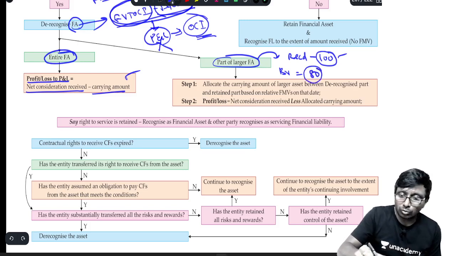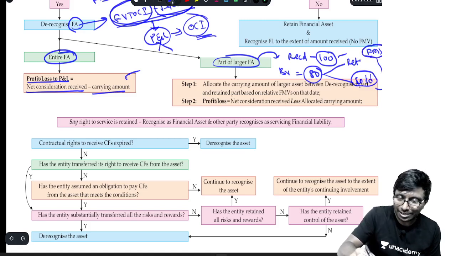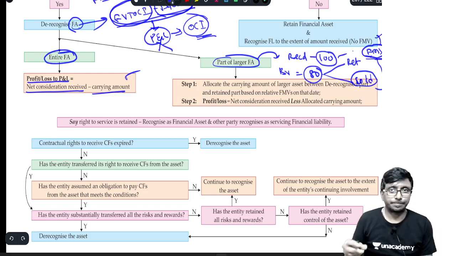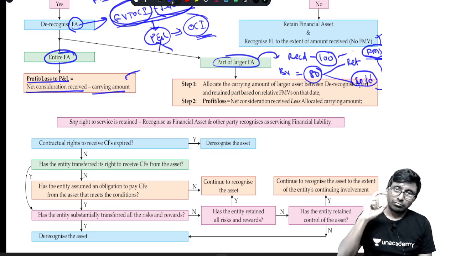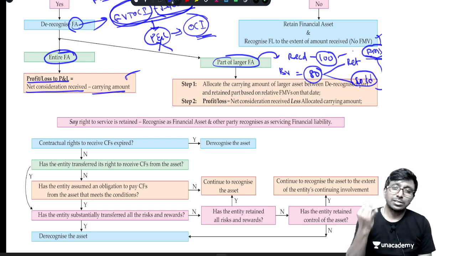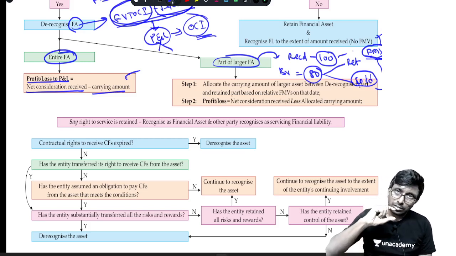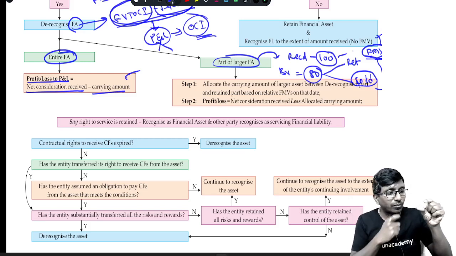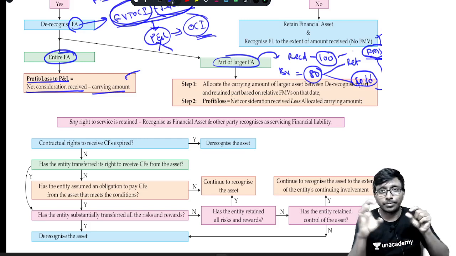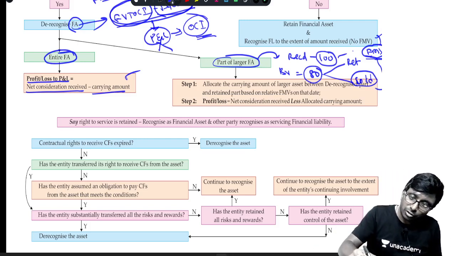The 80 rupees book value must be bifurcated into two parts: the retention portion and the sold portion. How do I bifurcate it, sir? Bifurcate it based on the relative fair market values on the date of derecognition. Today you are selling, so today only you bifurcate the retained part and the sold part. The book value is bifurcated in the ratio of fair market value: the fair market value of the retained portion and of the sold portion.